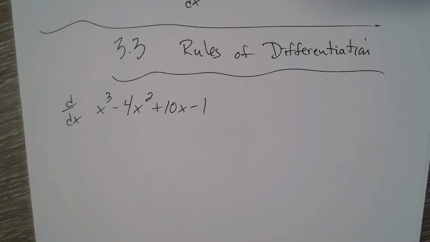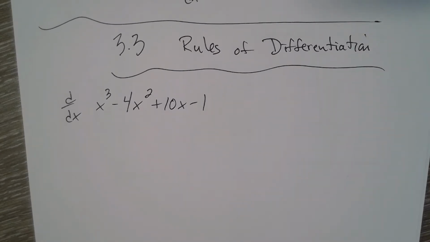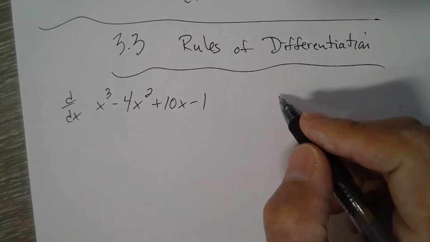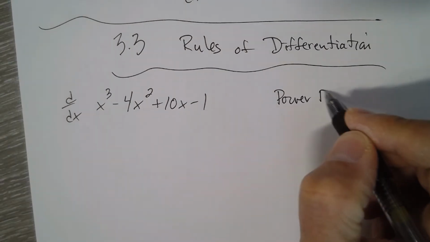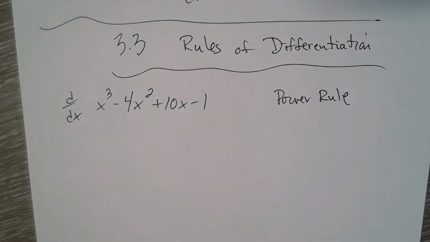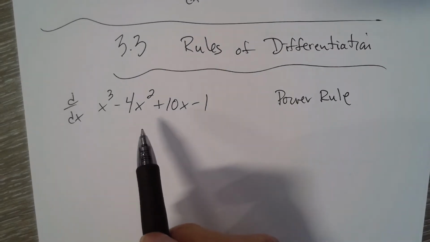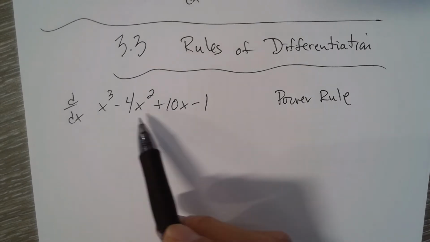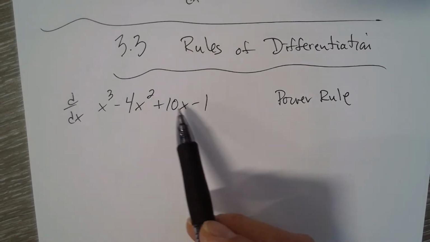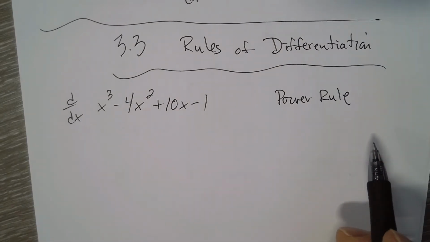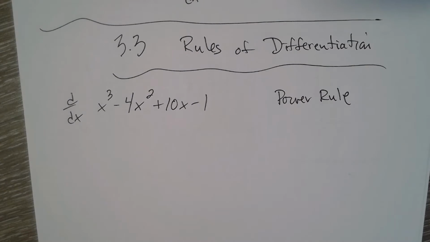Okay, so rules of differentiation. There's something called a power rule. Used all the time, every day, the rest of the year. So you can imagine trying to find the derivative of this using a difference quotient. You'd have to do (x plus h) cubed minus 4(x plus h) squared plus 10 times (x plus h) minus 1, minus all that stuff, over h and then evaluate the limit. There is an easier way.